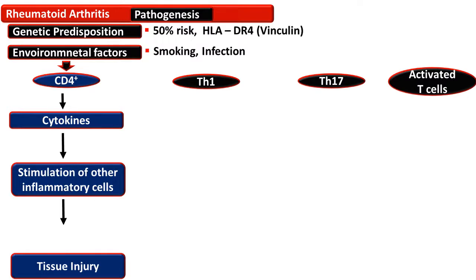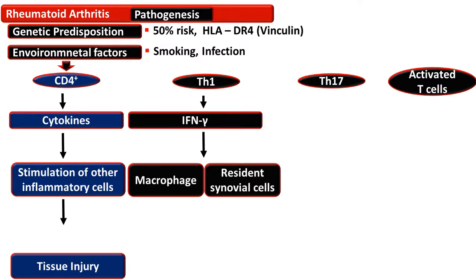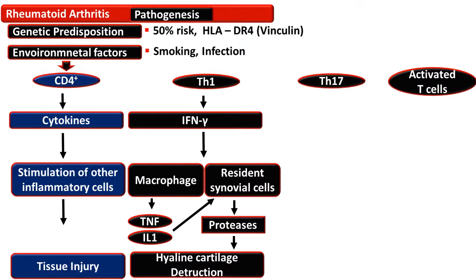T helper 1 cells are a lineage of CD4 effector cells that secrete gamma interferon, and they act on macrophages and resident synovial cells. There is secretion of TNF and interleukin-1 from the macrophages, and these in turn act on resident synovial cells. There is release of proteases from the synovial cell in return, and this in turn is going to damage the hyaline cartilage. TNF is an important target for the pharmacological effects.